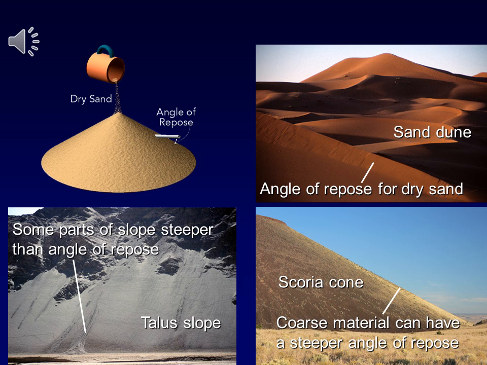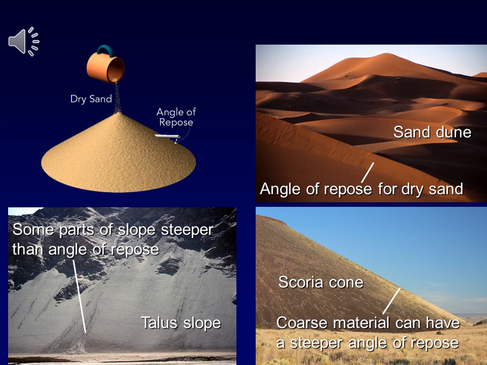Some parts of the slope can be steeper than the angle of repose. The example of the talus slope in the bottom left-hand corner here is showing us that. So you can see where the line is pointing, there's a small alluvial fan there where it's given way, and you've got a tiny landslide there.